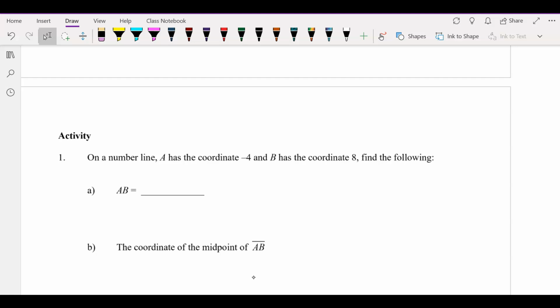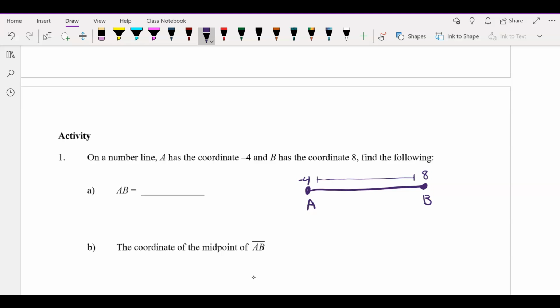Now we're going to go ahead and do a couple examples. So here, on a number line, A has the coordinate -4 and B has the coordinate of 8. I am a big believer in drawing a picture helps everything, and it helps make things easier. So we have point A and we have point B on this segment. Alrighty, and then we know that A has the coordinate of -4 and B has the coordinate of 8. So we're going to talk about this distance between here. How do we figure that out?